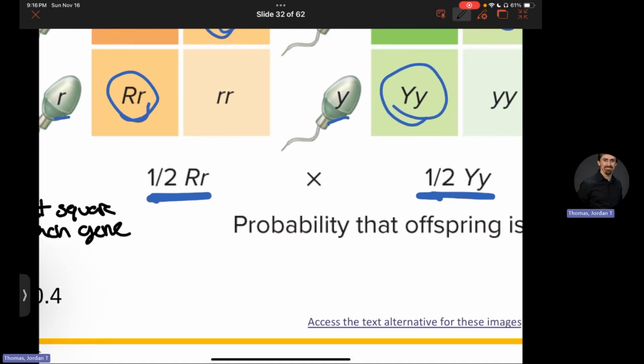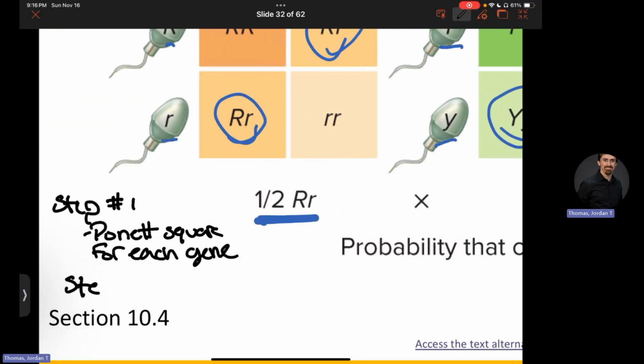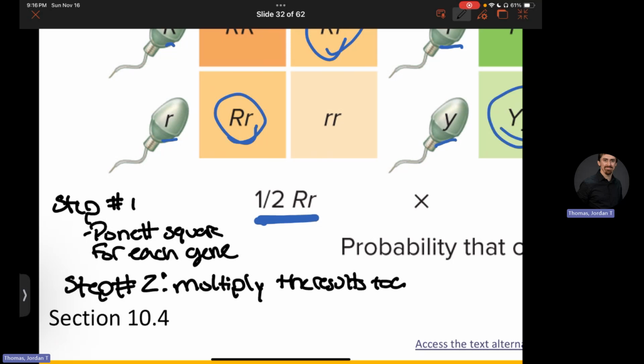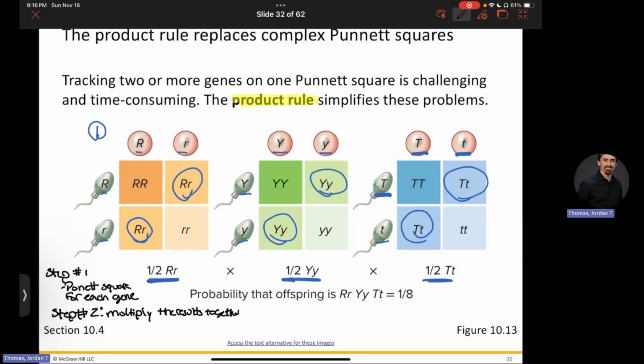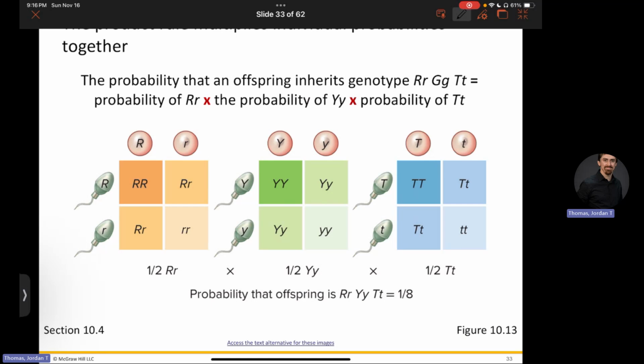And then step two, multiply the results together. And I wanted to go over that over the next slide too. So let me go to our next slide.